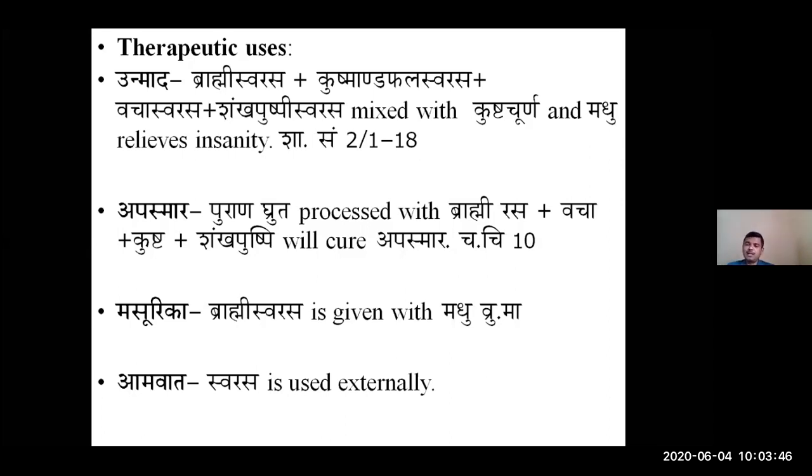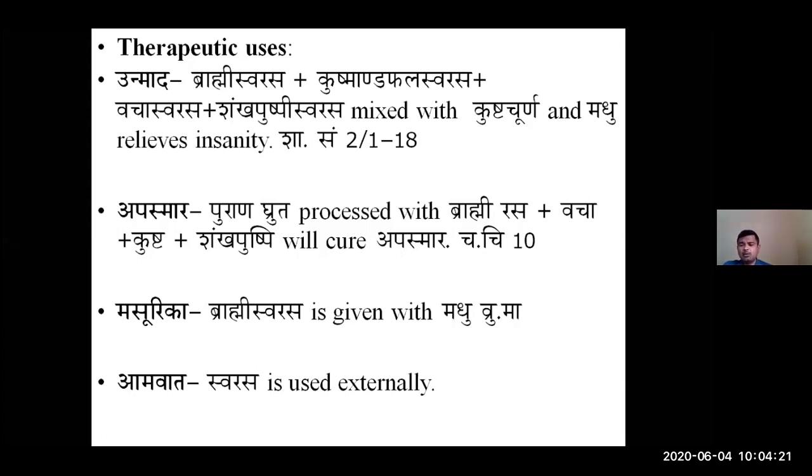In Charaka Samhita, Chikitsasthana, 10th chapter, you will get the reference. The Ghrita processed with Brahmi, Vacha, Shankapushpi, Kushta is useful to treat the condition called Apasmara. Okay. In case of Masurika, it is a Chakshugata Vikara, and Brahmi is also helpful to treat the Chakshugata Vikara. So in Masurika, Brahmi Swarasa is given with Madhu. You can administer Brahmi Swarasa along with Madhu.